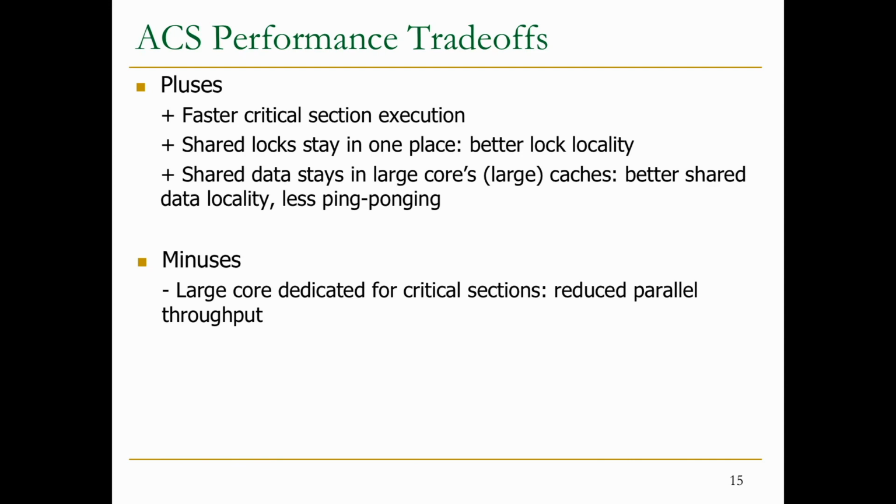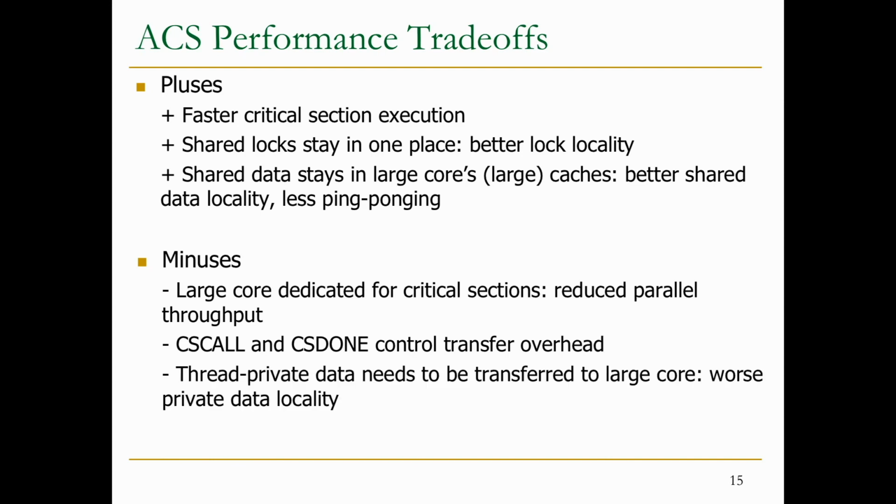Clearly, this leads to some reduced parallel throughput because you're not using this large core except for critical sections. So if you have a program that has no critical sections, this wastes some of the resources. Of course, you can be smart and detect that, but we're not talking about that now. So clearly, there's some control transfer overhead. Critical section call and critical section done signals require some time to transfer, but that could be overlapped with execution, especially if your core is busy executing critical sections. You can overlap these overheads.